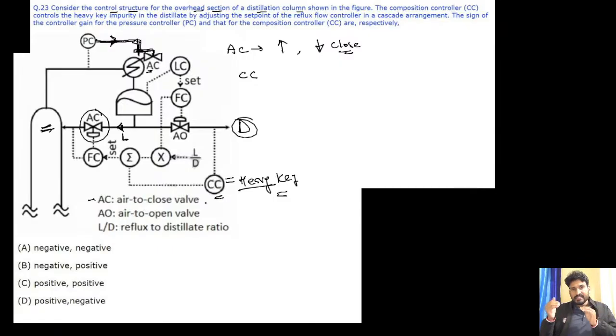Okay, it means CC is taking care of this, because CC knows what is happening in D. Yes or no? CC has the information on what the heavy key impurity amount is in the distillate. If heavy impurity is increasing, then CC adjusts a set point and gives the signal to the FC, okay, increase the flow rate, so that L must be high. If I'm getting low heavy impurity, then it is okay, the product you can discharge, there is no need to put it back into the distillation column.